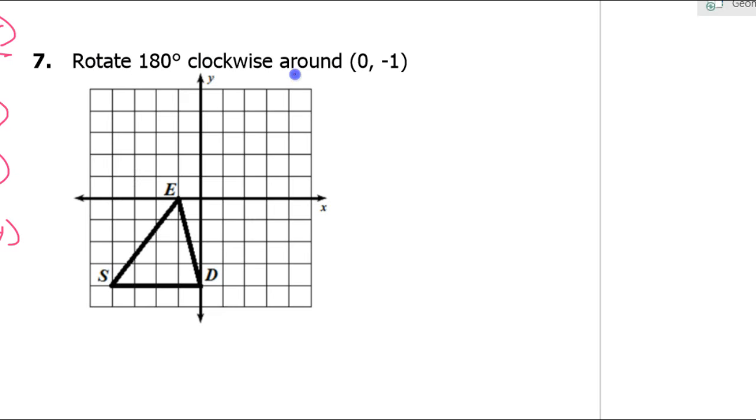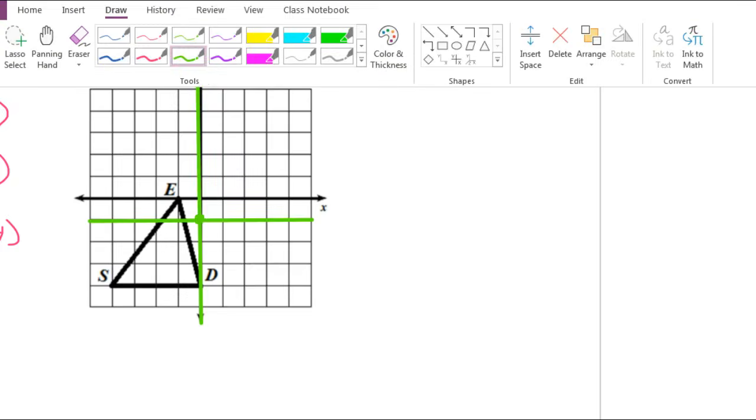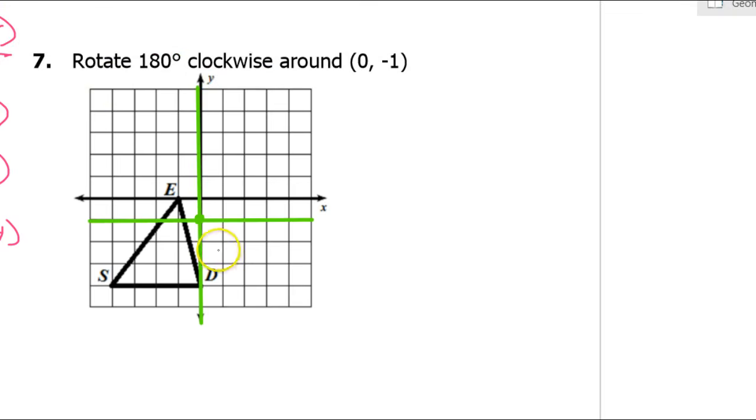Okay, 180-degree clockwise rotation around 0, -1. This is not the origin, so we will pretend that it is. 0, -1 is right here. And we will pretend that that is the origin by drawing a new x-axis right here. And actually the y-axis gets to stay what it always was. But in this way, we are pretending that this 0, -1 is the origin. Everything I do for the rest of the problem will be based on the fake axes.